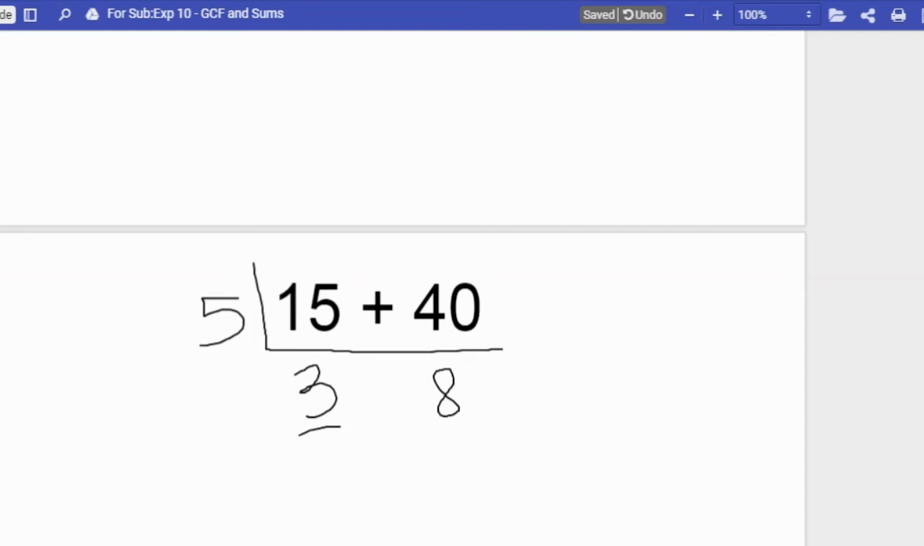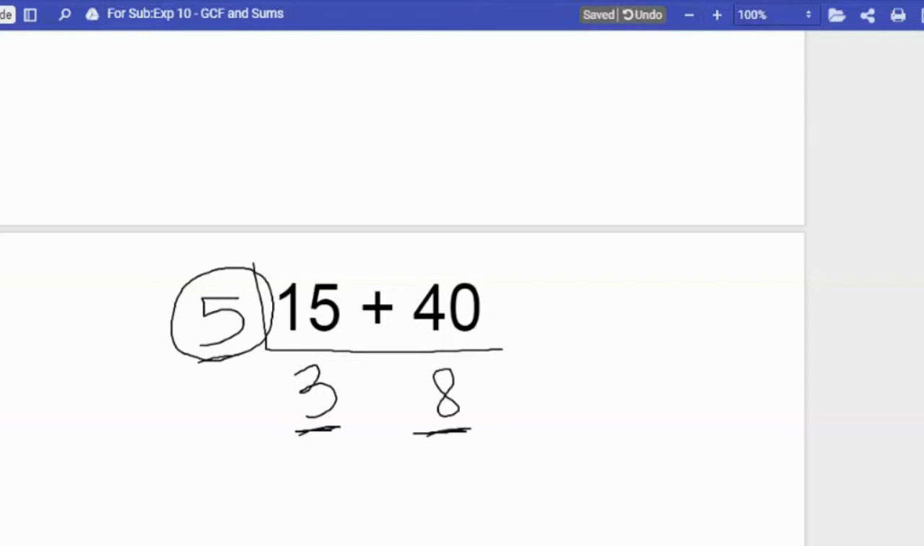And I have to think of a number that is a factor of both 15 and 40. So if I look at this, 15 and 40, I know 15 is 3 times 5. 3 doesn't work for a 40, but a 5 sure does. So I'm going to pull out a 5. 15 divided by 5 is 3. 40 divided by 5 is 8. Okay, again, I look at my 3 and my 8. Anything in common? Nope. The only common factor is 1.